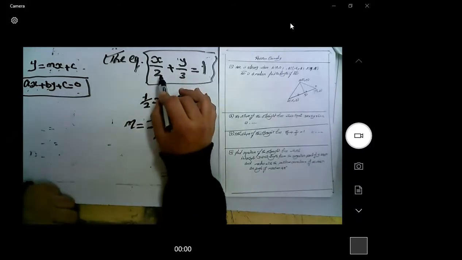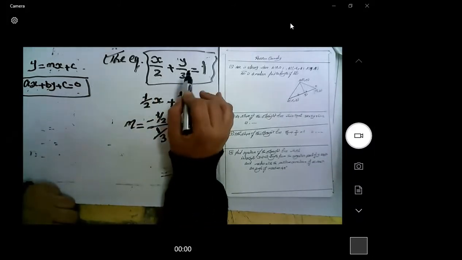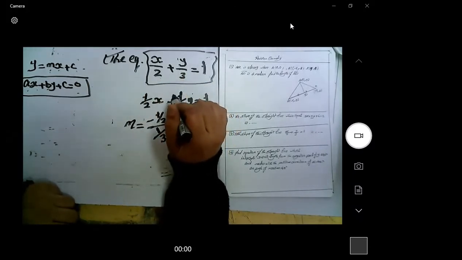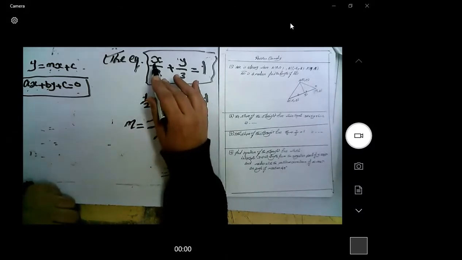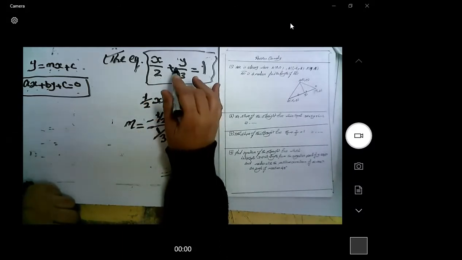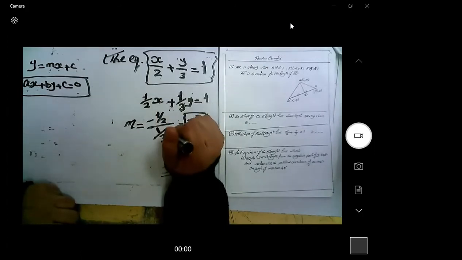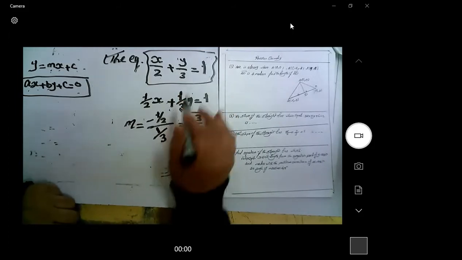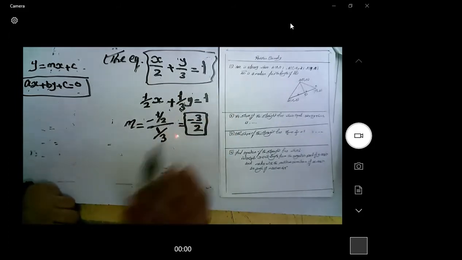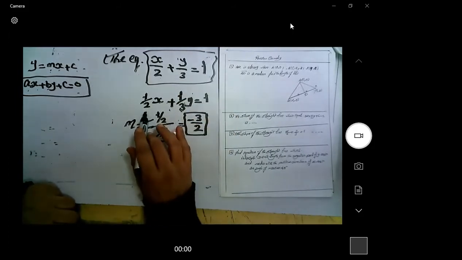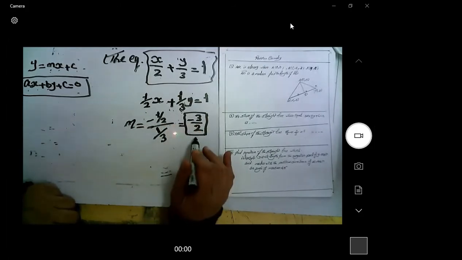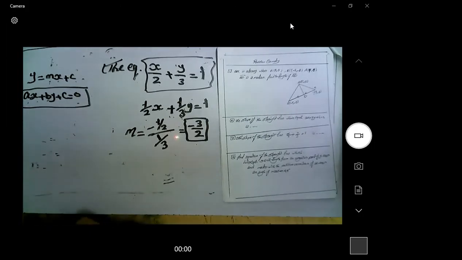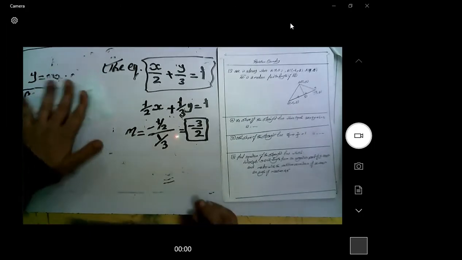The equation x over 2 plus y over 3 equals 1. If we consider it in the general form, then the coefficient of x is half and the coefficient of y is 1 over 3, because x over 2 means half x and y over 3 means third y. Then the slope equals negative half over third equals negative 3 over 2. The fourth question.